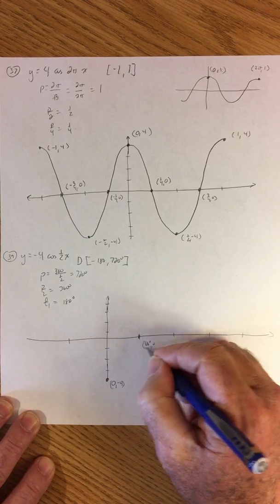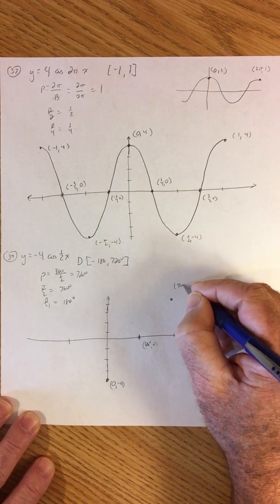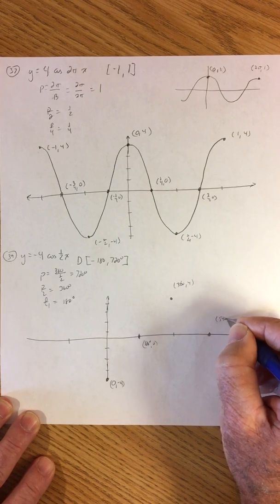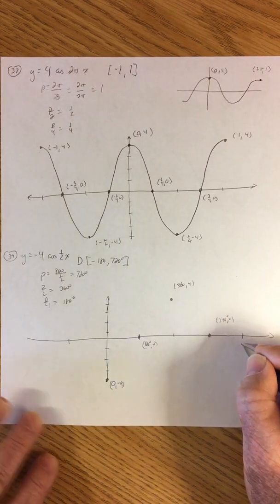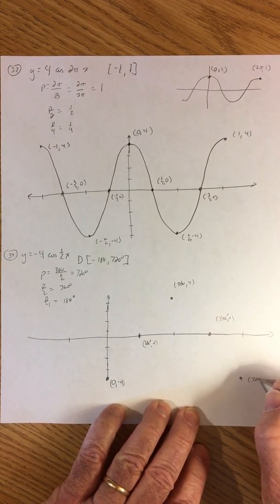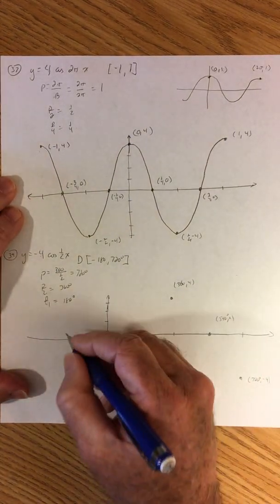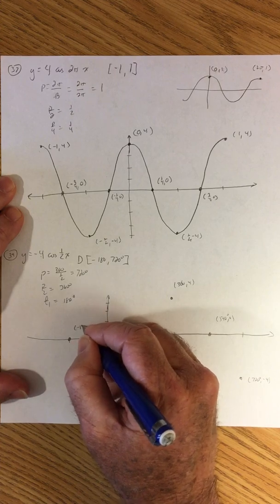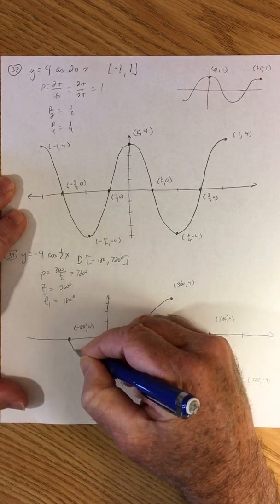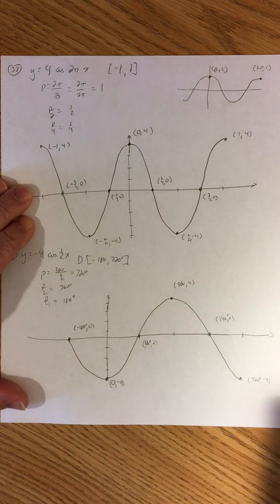180, 0. That point is 360, 4. Add 180, that's 540, 0. Add 180, that makes it 720, negative 4. Okay. Then on this side, a quarter cycle puts us right there. That point is negative 180, 0. Okay, so that's what we should see.